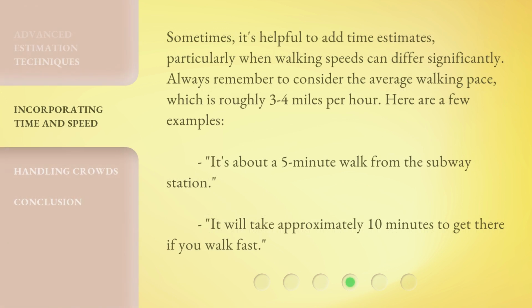Sometimes, it's helpful to add time estimates, particularly when walking speeds can differ significantly. Always remember to consider the average walking pace, which is roughly 3 to 4 miles per hour. Here are a few examples. It's about a 5-minute walk from the subway station. It will take approximately 10 minutes to get there if you walk fast.